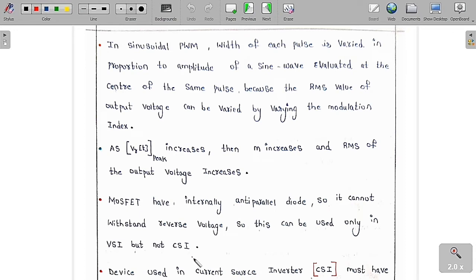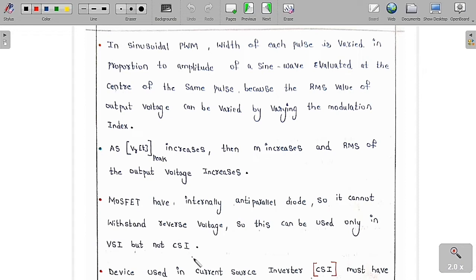So if there are no anti-parallel diodes, the devices have to even withstand the negative voltage. But MOSFETs cannot withstand the negative voltage. Therefore MOSFETs are not used in the current source inverter. They are used only in the voltage source inverter, because in a voltage source inverter we can use the feedback diodes. The feedback diodes are already present.